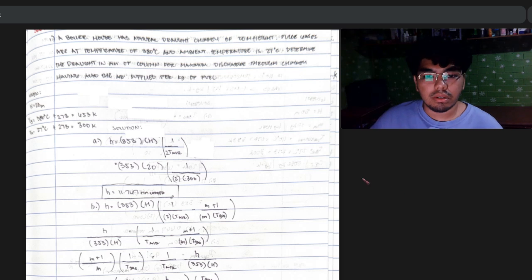So let's start. For problem number one, a boiler house has a natural draught chimney of 20-meter height. Flue gases are at a temperature of 380 degrees Celsius and ambient temperature is 27 degrees Celsius. Determine the draught in millimeter of water column for maximum discharge through the chimney, and also the air supplied per kilogram of fuel. So for the given, H is equal to 20 meters.